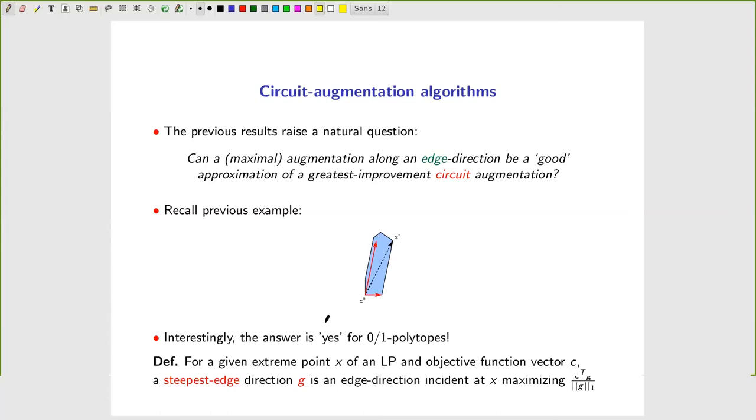So a steepest edge direction is an edge direction that actually maximizes the following, c transpose x_g divided by the one norm. So if we take the circuit and we normalize it according to the one norm, this is going to be called steepest edge. And we will see that for steepest edge direction, we are actually going to be able to give an approximation of a circuit augmentation. And this is then going to give us a nice bound on an edge augmentation algorithm.